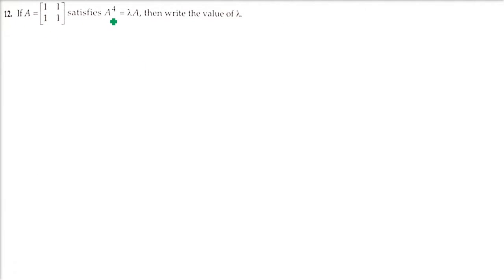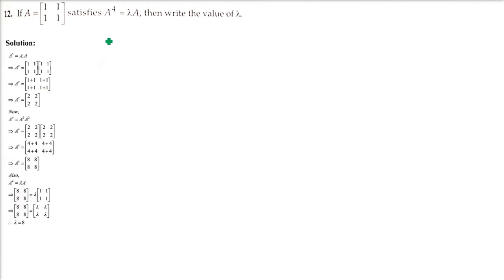A is this, A raised to 4 is lambda A. Then write the value of lambda. So you just have to multiply it. A is there. Now first we'll find A square, then we'll find the square of A square, A4. So this is A, this is also A. Now multiply. 1 1 is 1, 1 1 is 1, 1 plus 1 is 2.